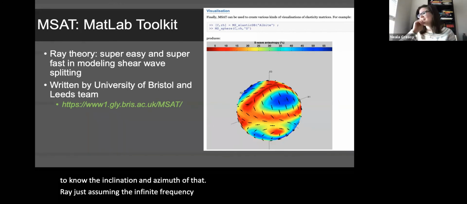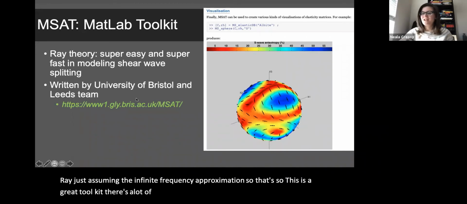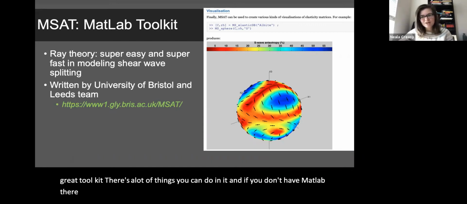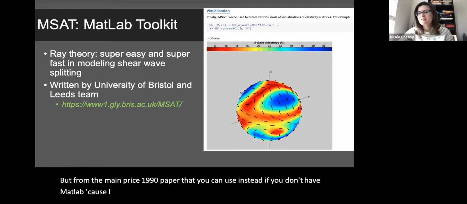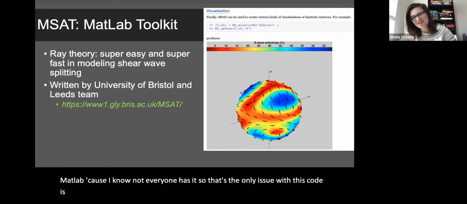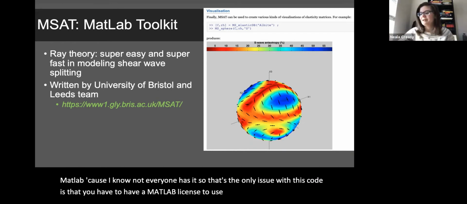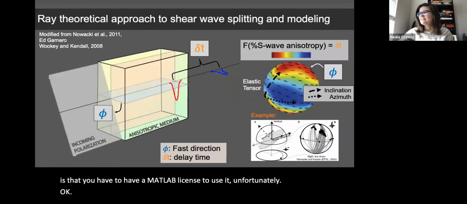So this is a great toolkit, and there are a lot of things you can do in it. If you don't have MATLAB, there are openly available Fortran codes from the Mainprice 1990 paper that you can use instead, because I know not everyone has it. That's the only issue with this code: you have to have a MATLAB license to use it, unfortunately.